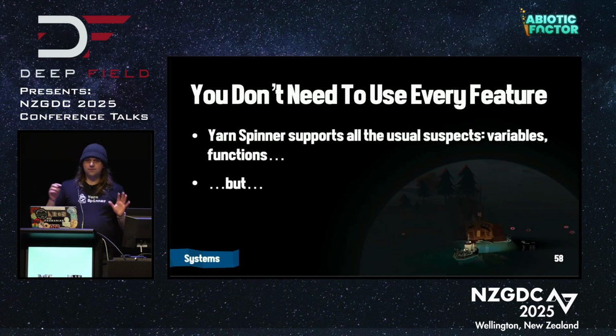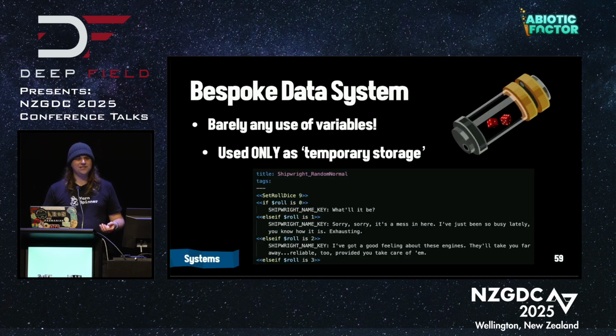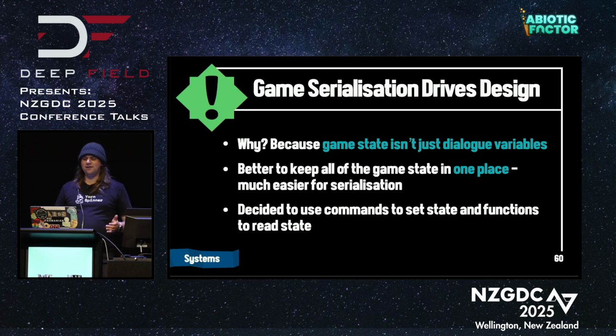Now, when you're using an off-the-shelf third-party system, you often don't need to use every single feature. I mentioned that Yarn Spinner has a bunch of different things in it, variables and functions and logic, but they actually didn't use Yarn Spinner variables very much at all, and they use them only as temporary storage. Even though there are variables, they never write these to disk, because the game state is not just dialogue variables. It's much better to keep all of the game state in one place.